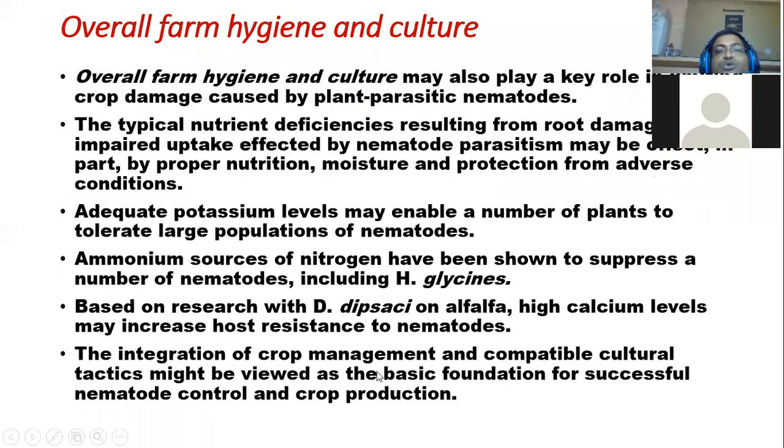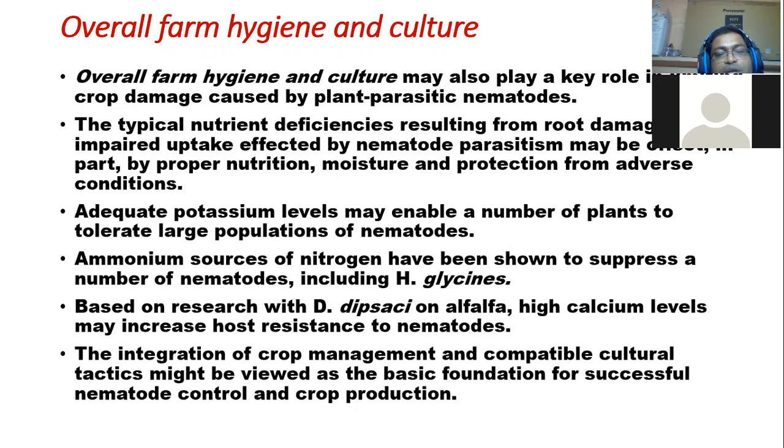The next one is overall farm hygiene. That is what I told you. So overall farm hygiene and complete disposal of the stubble before cultivation, proper tillage and plowing of the land, and exposing the land to high temperature to kill the nematodes, and maintaining your farm in proper, optimum moisture condition.